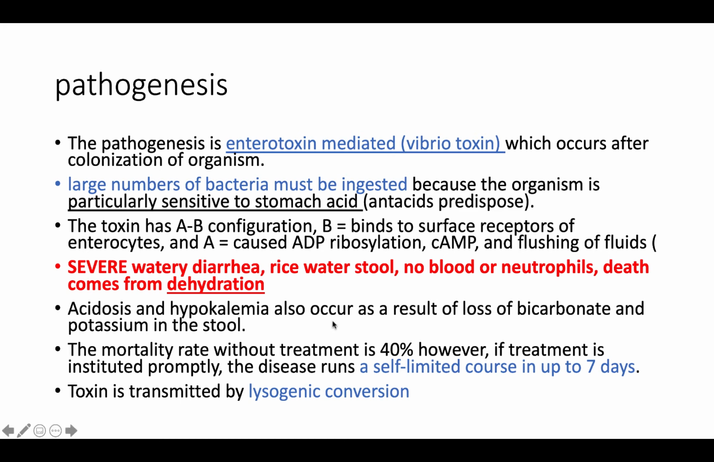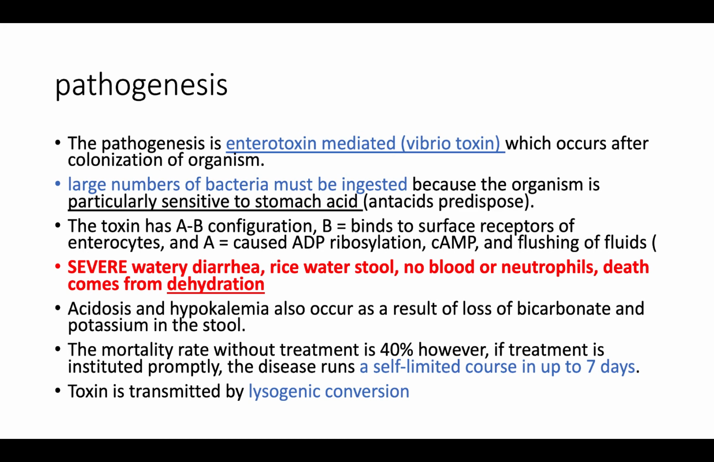What happens? You lose a lot of water, and what else do you lose with it? You're losing bicarbonate, so you are prone to acidosis. You're going to lose a lot of potassium, so you have hypokalemia. The mortality rate without treatment is about 40%. This is a huge number: about half the people will die if you do not treat them. If treatment is instituted promptly, the disease is self-limited to about 7 days.